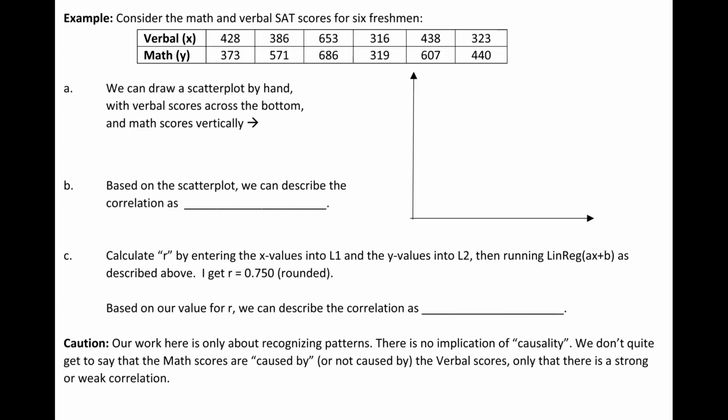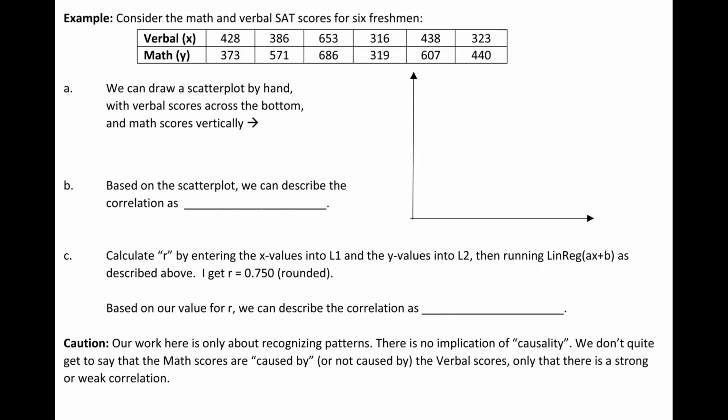Here's an example from 4.1, but not from our textbook. So we have a table of verbal and math scores for 6 freshmen. So consider this to be paired data. Each verbal score X is matched with a math score Y.